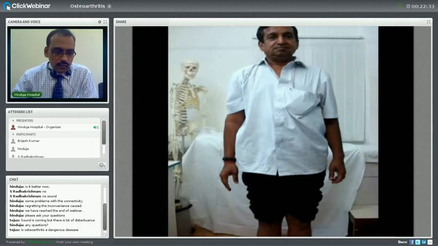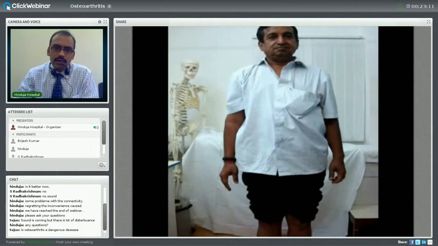You can see Tejas is writing about whether osteoarthritis is a dangerous disease. Basically, it's not a disease, it's an age-related problem which happens in every individual after the age of 60 to 65. But other conditions can also aggravate this arthritis at a younger age, as I discussed in my presentation: trauma, old fracture, or obesity, or being overweight, and females are commonly affected in the early age group.